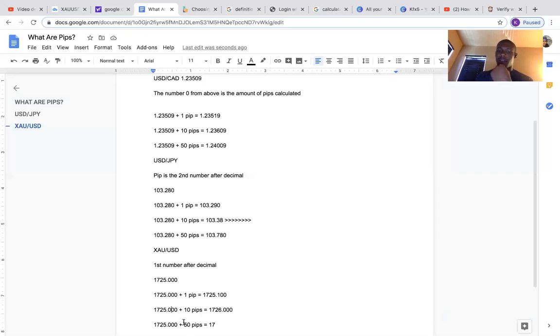And in this case, adding 50 pips, it will be 172, right? Actually 173, because 50 plus 50 is 100. So I'm going to carry that 1 to the 2, which will actually lead to 1730.000. Boom. All right. Now let's do this on the chart.